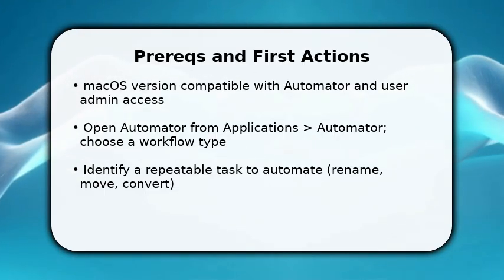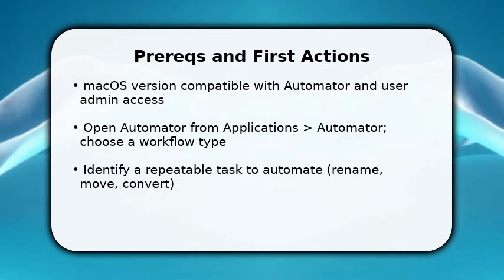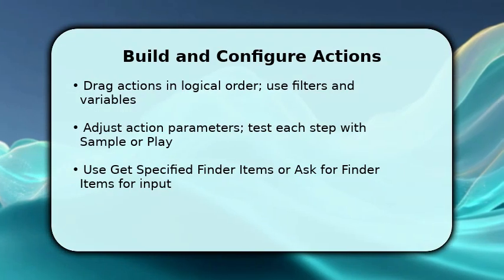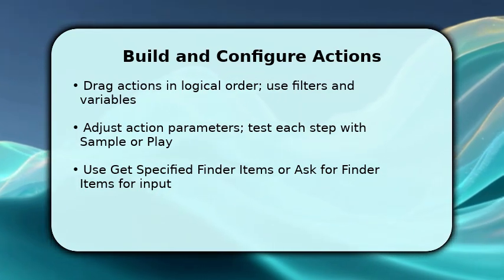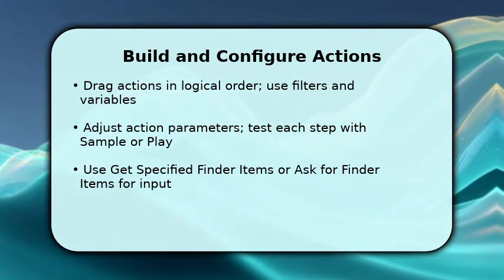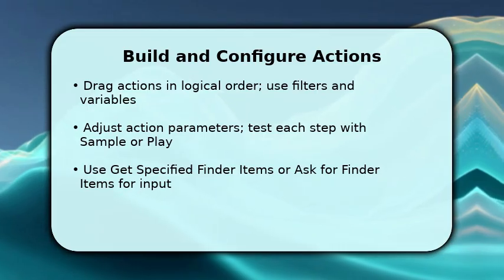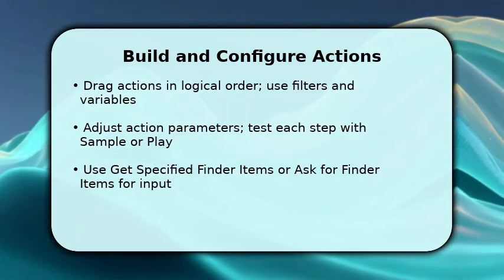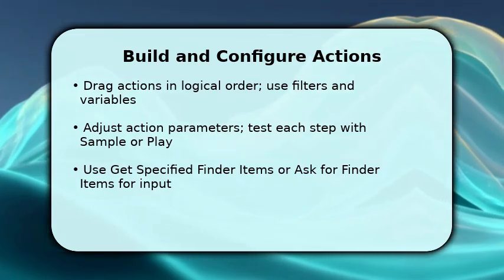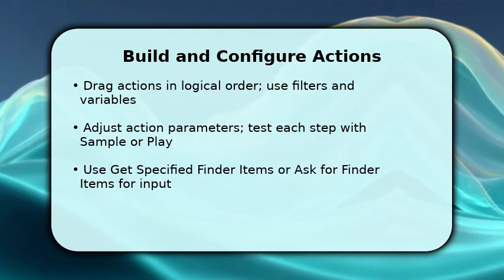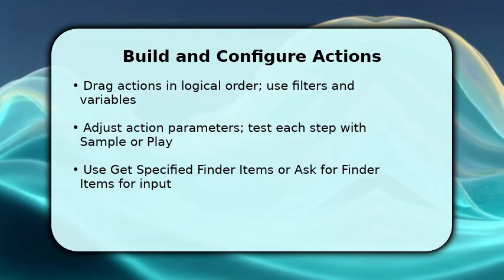This avoids cascading mistakes. You'll see how actions chain together, and now you build the logic. Drag actions into the sequence and configure each field so the output of one feeds the next. You'll use variables or the Get Specified Finder Items action when you need fixed inputs, or Ask for Finder Items to prompt dynamically. Once an action is set, hit play to test that step alone, then test the chain.